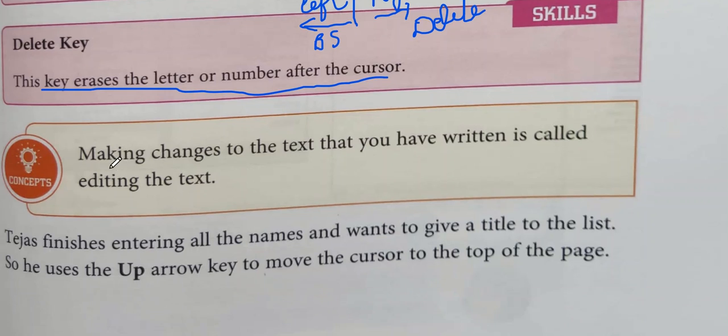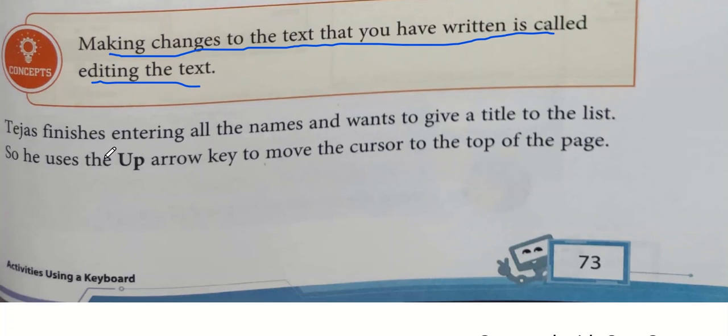Next, making changes to the text. Please underline these lines also. Making changes to the text that you have written is called editing the text. Then Tejas finishes entering all the names and wants to give a title to the list. So he uses the up arrow key to move the cursor to the top of the page. As I told you in previous class, if I want to move inside the document, in that case I will use arrow keys.